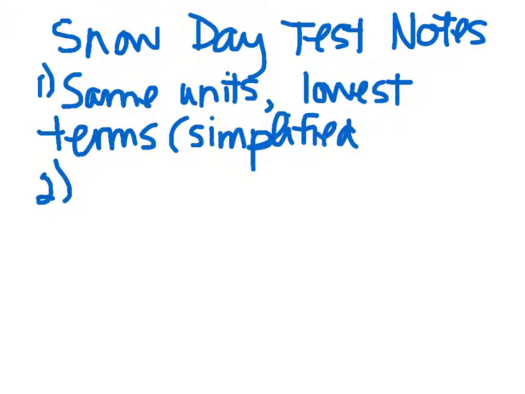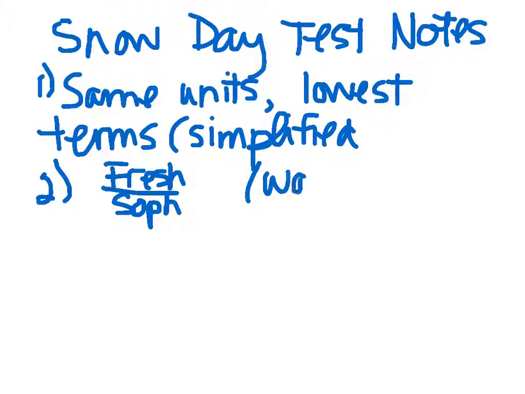The second section, and the actual test is set up just like the practice test, as usual. So, in the second thing, I would just say, make sure you keep track of, if you do a word ratio, like in this one, the word ratio would be freshmen to sophomores. Okay? A word ratio can help.